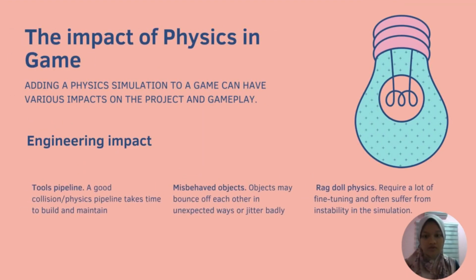And there are a lot of engineering impacts when adding physics to a game, but here are three. The tools pipeline: a good collision and physics pipeline takes time to build and maintain, and misbehaving objects may bounce off each other in unexpected ways or jitter badly. And ragdoll physics requires a lot of fine tuning and often suffers from instability in the simulation.